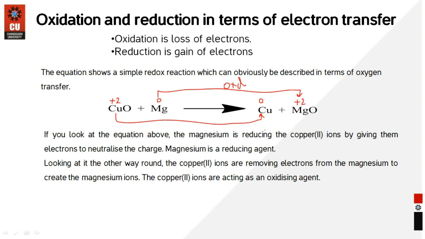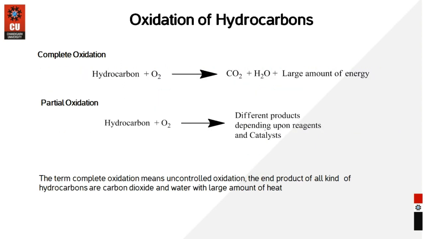So whatever is reduced is going to be an oxidizing agent, whatever is oxidized is going to be a reducing agent. So this is all about the basic definitions of oxidation and reduction. We are going to discuss them in different forms, right? So let's start with the actual syllabus. The first topic of the syllabus is the oxidation of hydrocarbons, right?